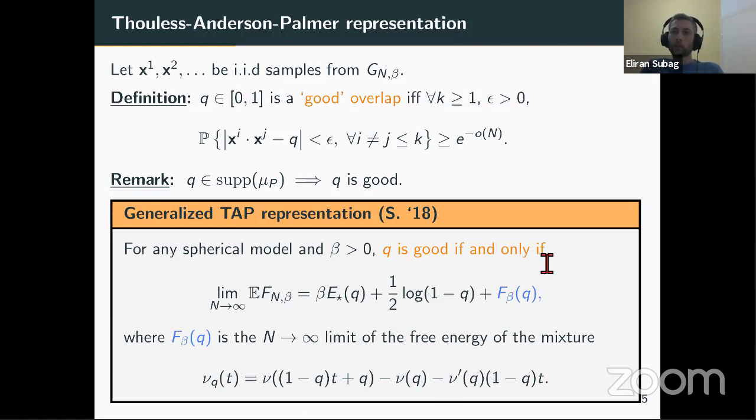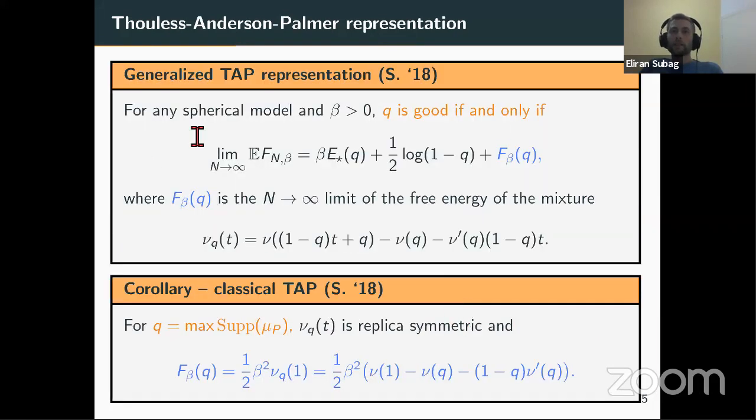So you start with your model and you choose a Q which is good, and then you get a new model. You need to compute its free energy, the corresponding ground state, and this is related to the original free energy using this formula.